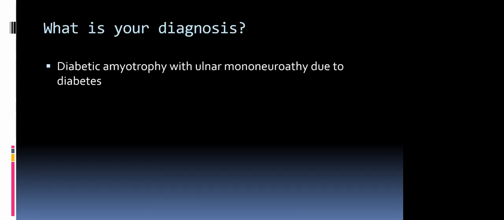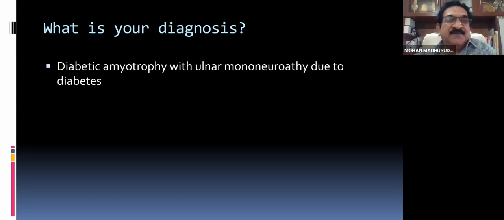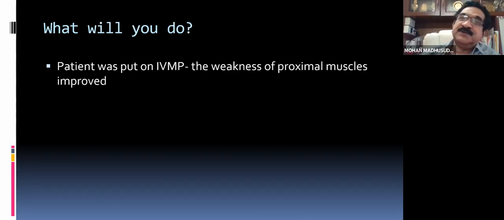Thank you, sir. Carry on, please. To finish, diabetic amyotrophy with ulnar neuropathy was my diagnosis in this patient. So what I did was I gave the patient IVMP, and the proximal muscle weakness almost totally improved. The buckling and everything subsided, but the distal muscle weakness, the ulnar neuropathy, was persisting on follow-up of this patient.